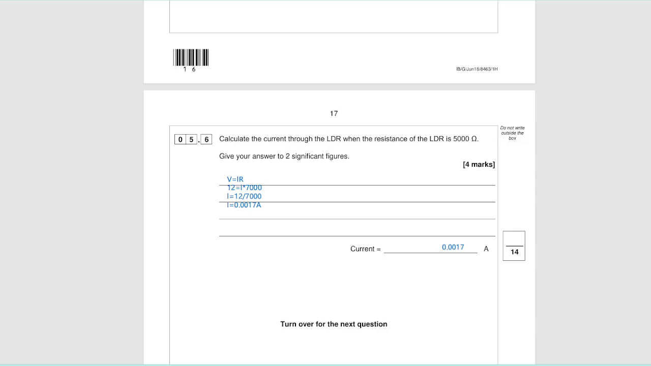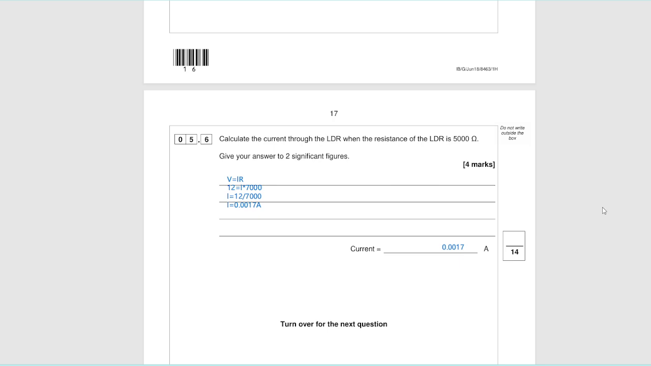And then for 5.6, we're asked to calculate the current through the LDR when the resistance of the LDR is 5,000 ohms. And we just use the V equals IR formula. 12 equals I times 7,000. I equals 12 divided by 7,000. So I equals 0.0017 amps.